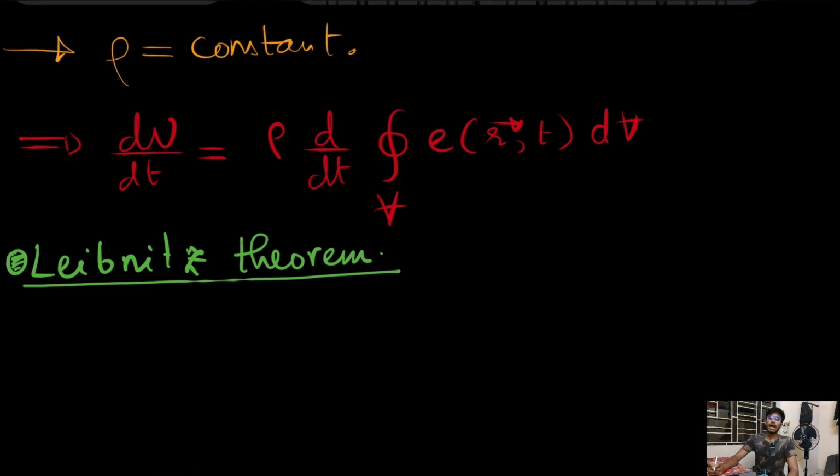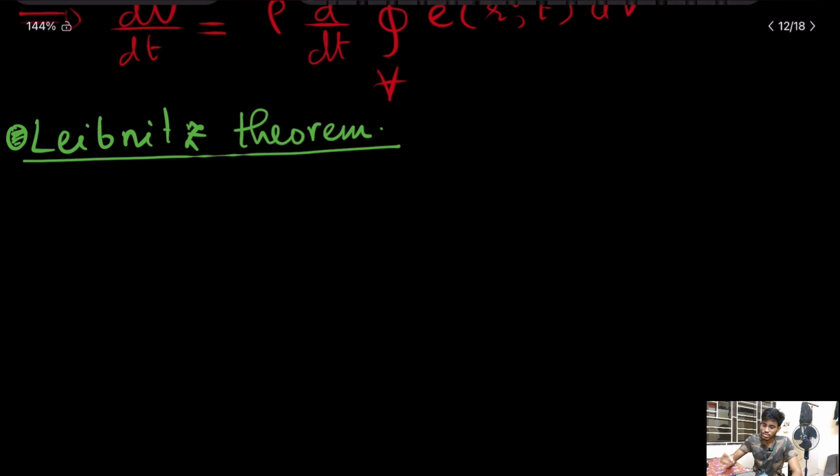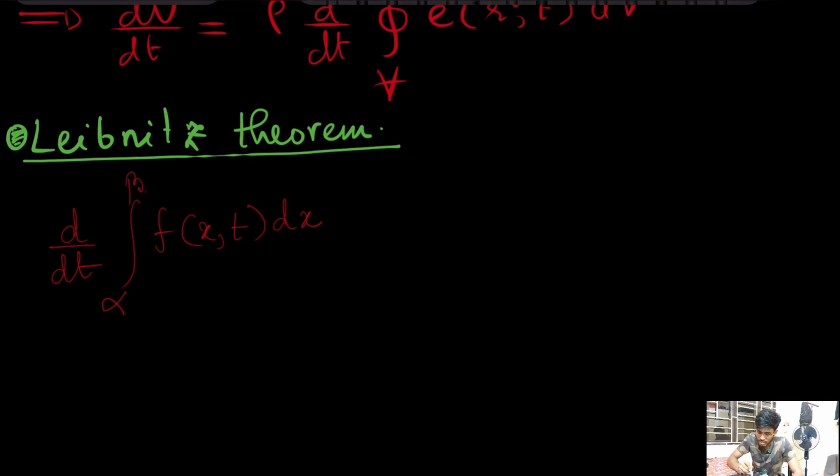So I think you have at least studied the Leibniz theorem for a single variable, but the Leibniz theorem for a dual variable can also be done here, and that we will be doing. Basically, let us say this is a function f(x, t) dx, and I have alpha and beta as the limits, so these must be functions of time.